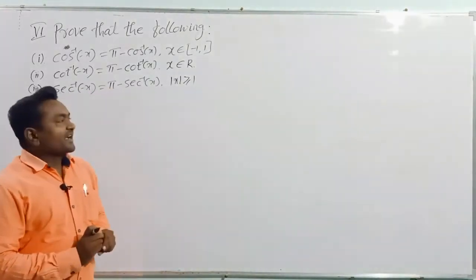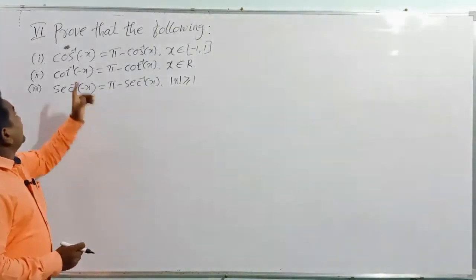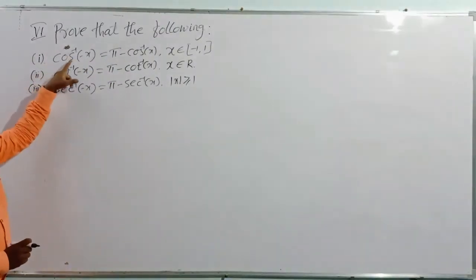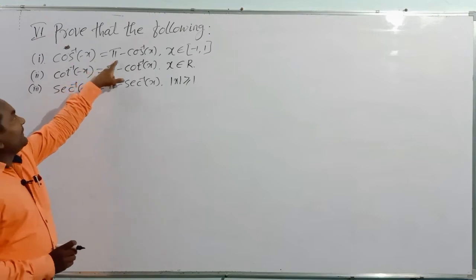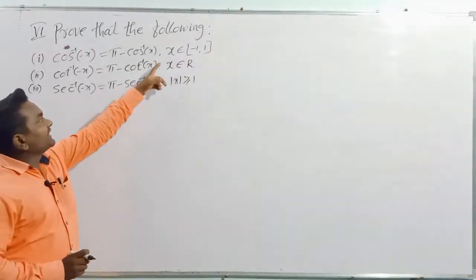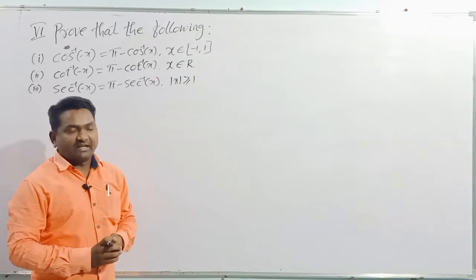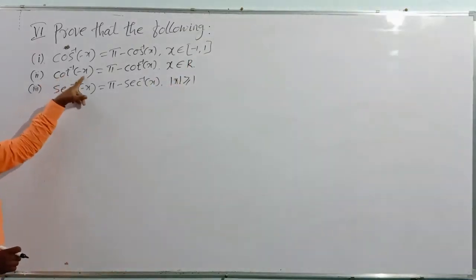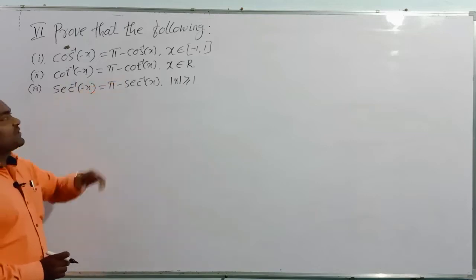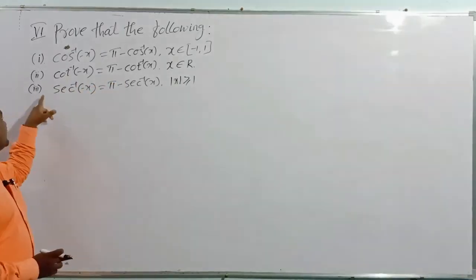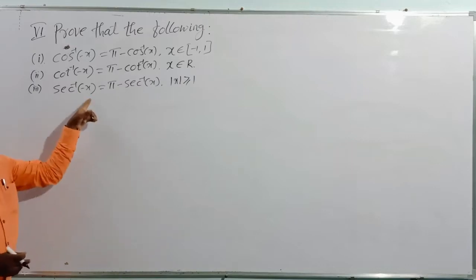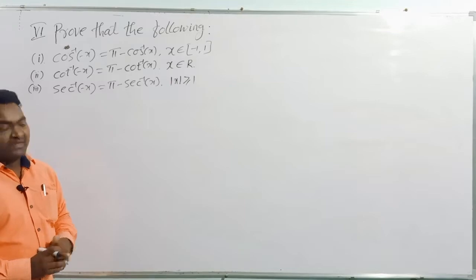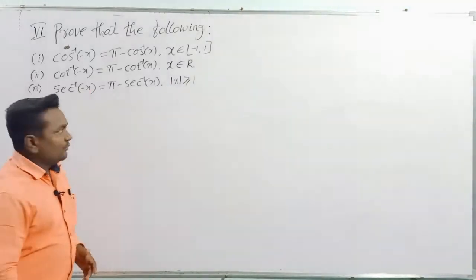Next, continue the properties. Prove the following. The first property is cos inverse of minus x equals pi minus cos inverse x. Here the condition is x belongs to the closed interval -1 to +1. The second property is cot inverse of minus x equals pi minus cot inverse x. Same case, the third property is sec inverse of minus x equals pi minus sec inverse x. Now let us prove them one by one.